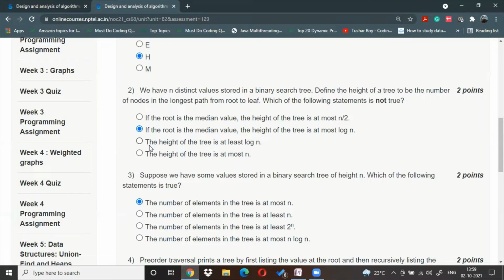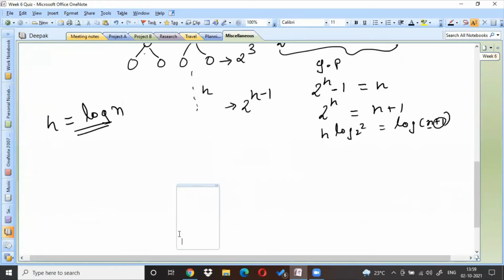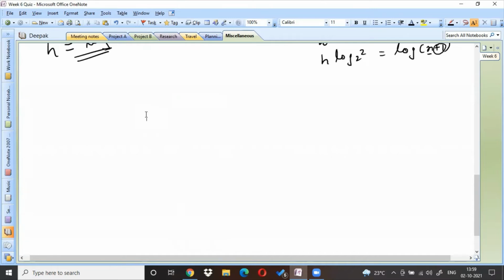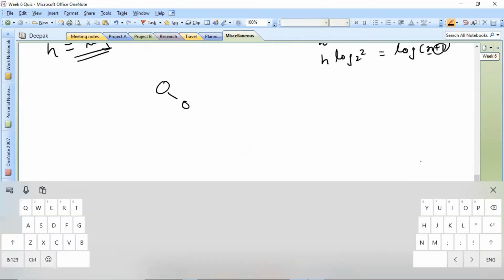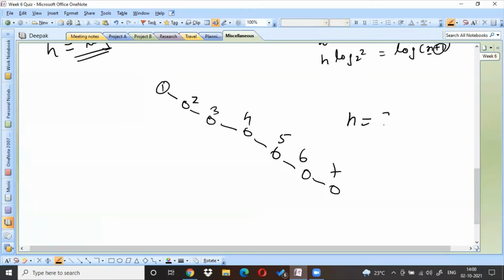Now let's also look into the fourth statement. The fourth statement says that the height of the tree is at most n. Now this is also possible if we consider the tree to be skewed. Now what is a skewed tree? A skewed tree is nothing but having all the nodes at just one side, right? So in this particular case, if you consider this as node 1, node 2, node 3, node 4, node 5, node 6, node 7, the height is 7, and the number of nodes is also 7. Now why is the height 7? Because this is the longest path from the root to the very leaf node, right? So in this particular case, the height will definitely be equal to the number of nodes. Hence, option D is also true.